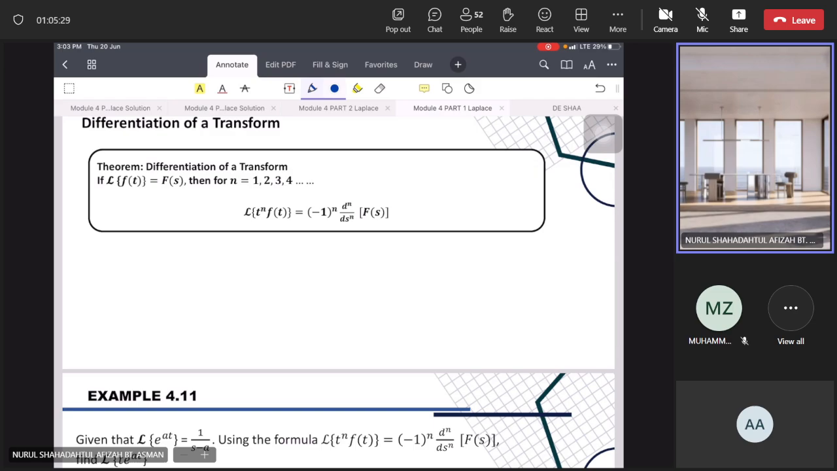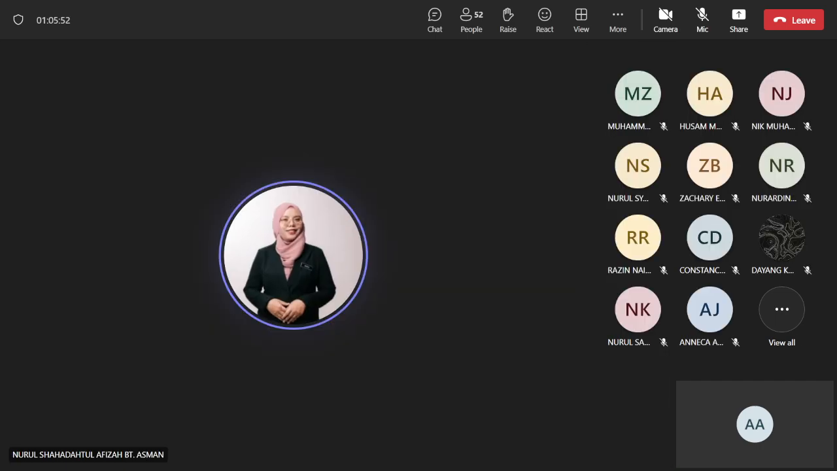So we try to do example 4.11. Given that the Laplace of e^(at) equals 1 over s minus a, this is from the table using the formula. This is the formula for what you call differentiation of a transform. So you need to find the Laplace of t e^(at).